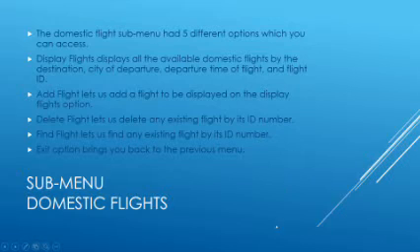And as we move on to the domestic flight submenu, what you'll see is that it has 5 different options which you can access. These options are display flights, which displays all the available domestic flights by the destination, city of departure, departure time of flight, and flight ID. The second option is add flight, which lets us add a flight to be displayed on the display flights option. Delete flight lets us delete any existing flight by its ID number. Find flight lets us find any existing flight by its ID number. And the exit option just brings you back to the previous menu.